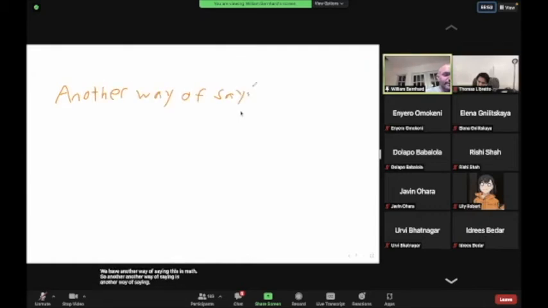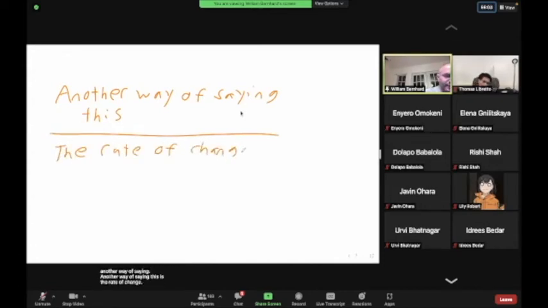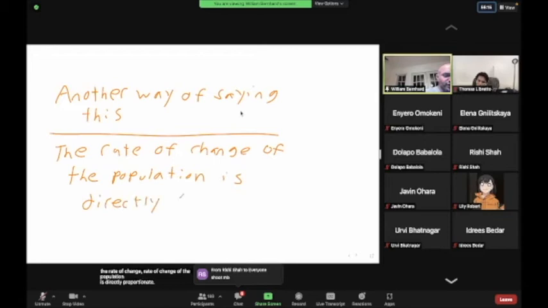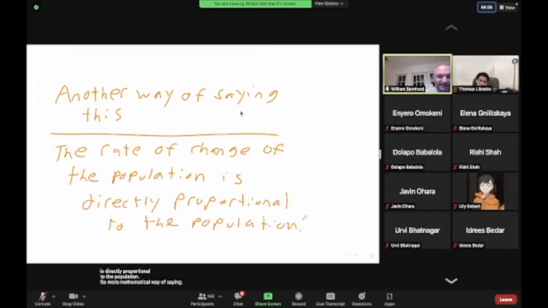Another way of saying this is the rate of change of the population is directly proportional to the population. A more mathematical way of saying this, and you've heard this in the past: two quantities are directly proportional. If you forgot about directly proportional, you may have remembered from high school something called direct variation. Direct variation is really what we call directly proportional.